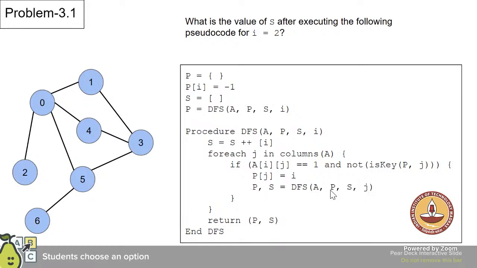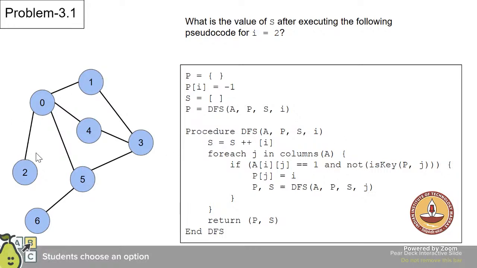So the updated dictionary and the updated list will be given to our DFS procedure, along with the matrix and this j value. Now the j value will be passed as 1. After visiting 0, we will visit 1, so we will pass that node to the DFS procedure. From 1, it will again check the condition for each j in columns of A. It will check whether it is connected to 0, 2 and 3. 0 is connected, but it is already a key in our dictionary, so this condition will not be satisfied, and it won't visit 0 again.